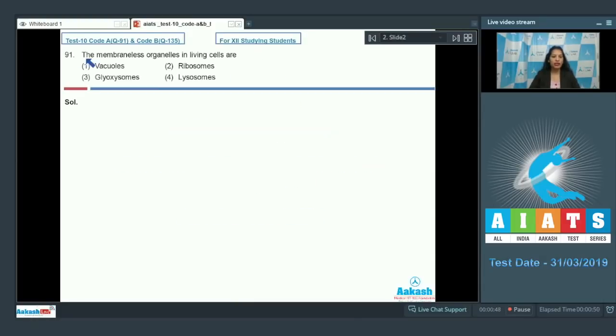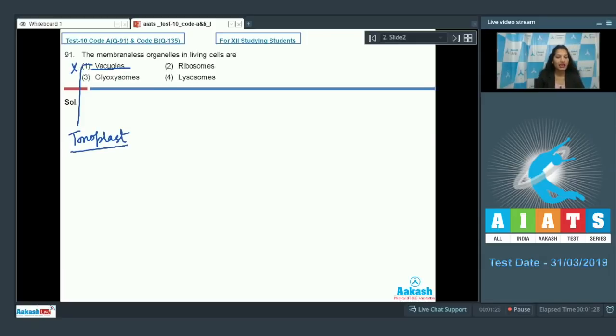Question number 91. The membraneless organelles in living cells are: first option vacuoles, second ribosomes, third glyoxysomes, fourth lysosomes. In this question, it is asked which membraneless cell organelle is present in living cells. So, vacuoles are not membraneless. Vacuoles are present in plant cells and they are surrounded by a single membrane called tonoplast. So, they have tonoplast. So, this option is ruled out.